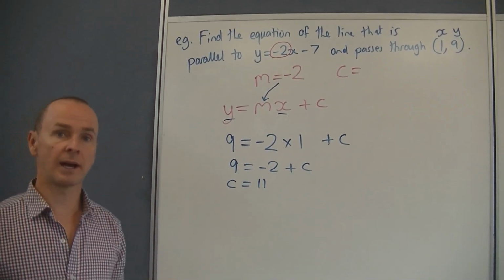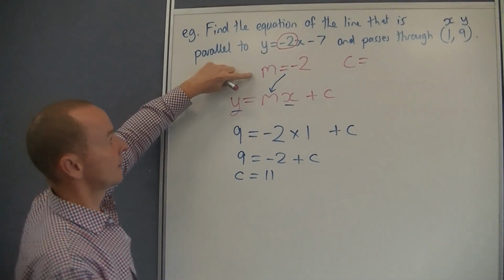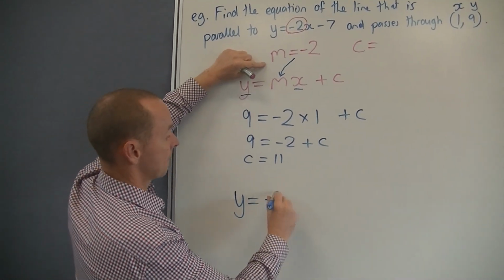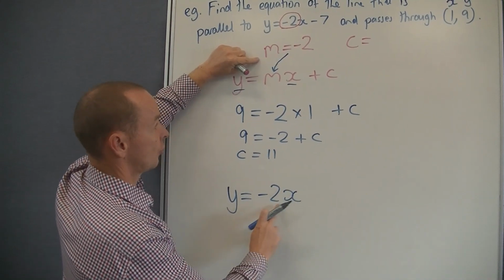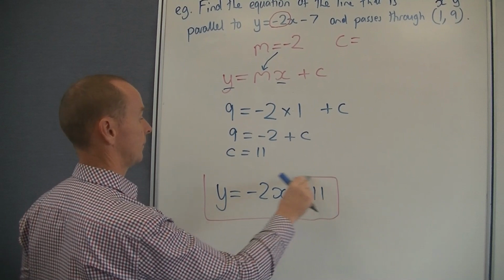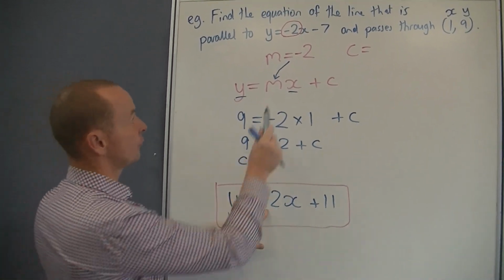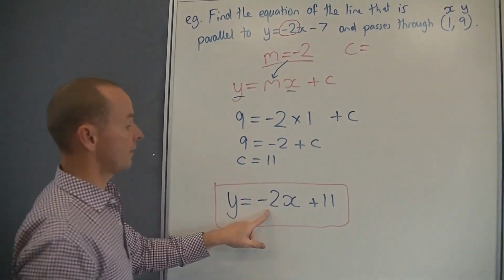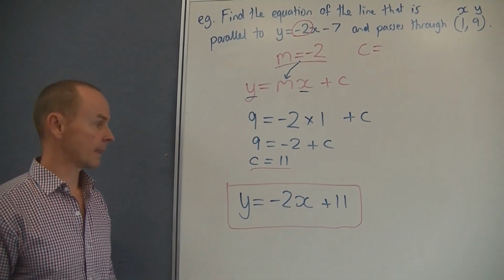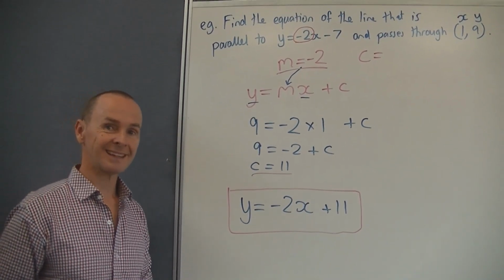We've now finished all the hard work. Now we just have to substitute those into y equals mx plus c. So y equals -2x plus 11. And we are done. How do we get that? We got the -2 because we knew what our m value was, and we put that in there along with x. That was pretty easy, that one. Let's try the next one.